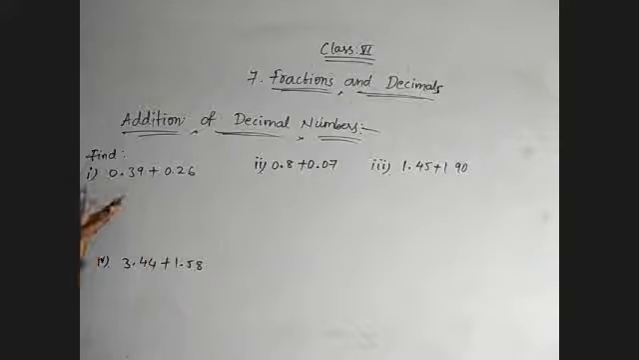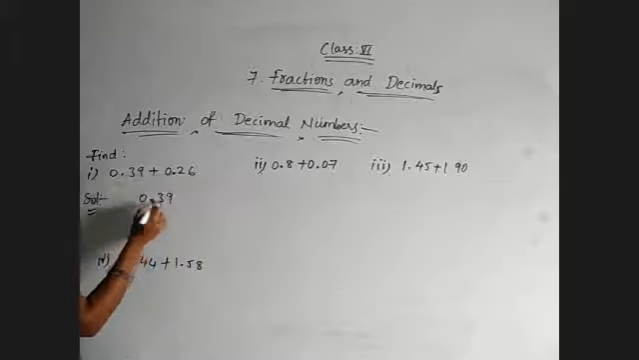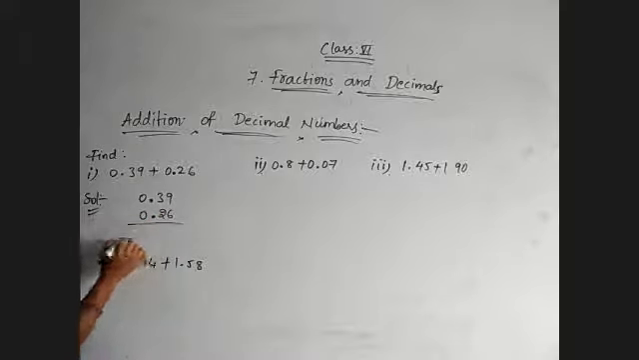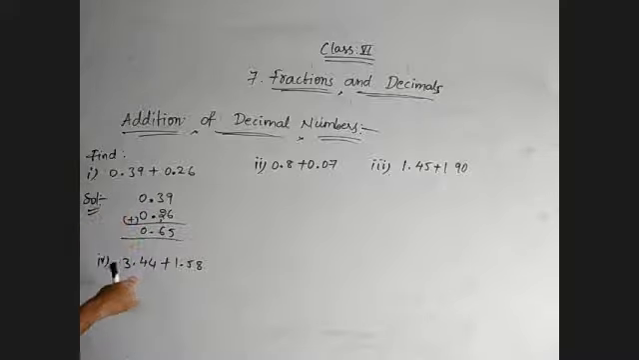First arrange them column-wise. Observe the first question: 0.39 is my first number, and these two are like decimals, and in the whole number part we again have 0, and 0.26. So very simple, add these two numbers. 9 plus 6 is 15, 3 plus 2 plus 1 is 6. 0.65 is the sum of these two numbers.